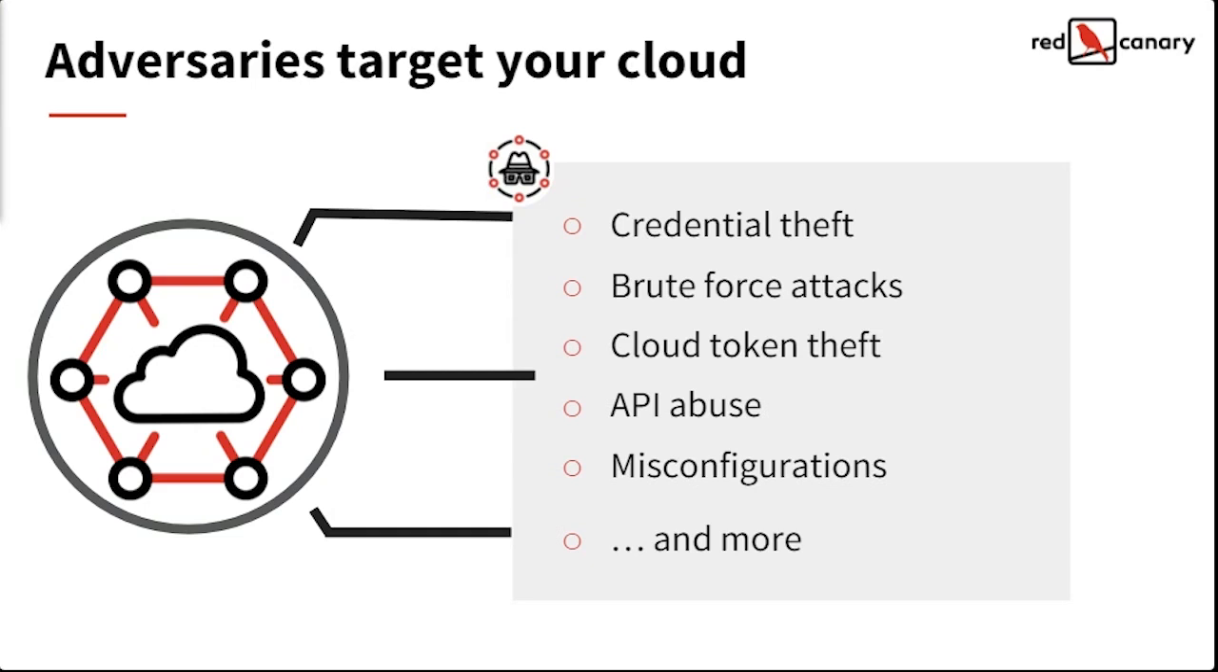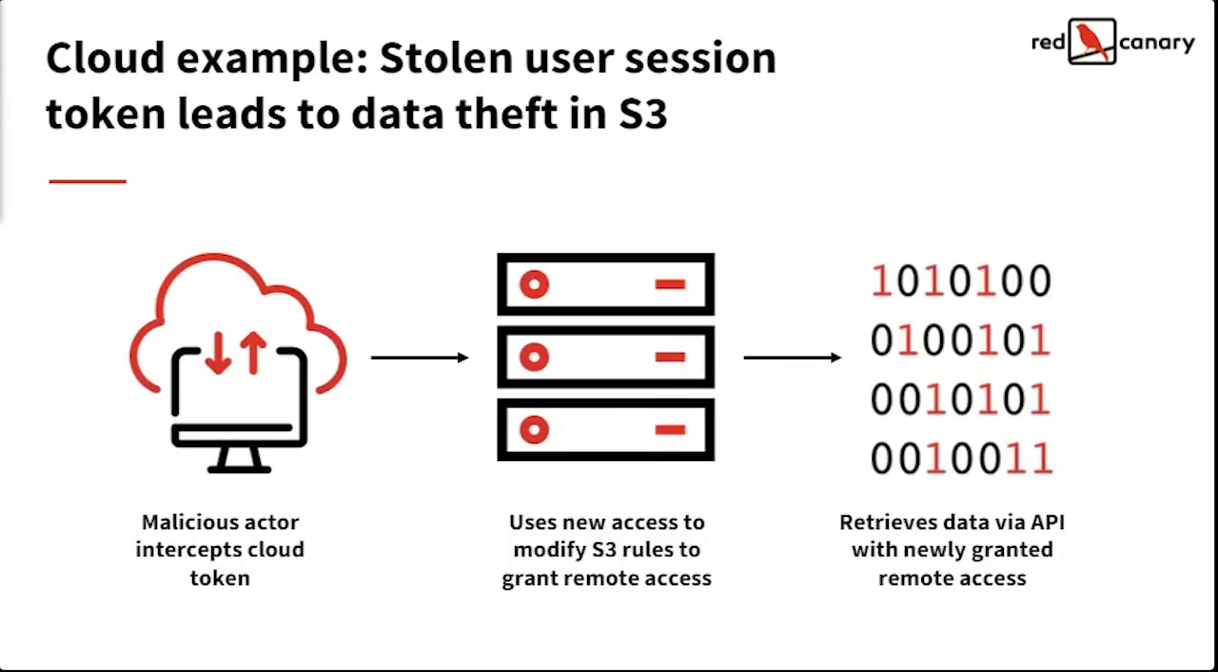So let's talk about some of the things we've seen people do in those cloud environments. One pretty common thing that we've seen a bunch of times in our customer environments is that man-in-the-middling of a session token, and then using that token to modify access rules for S3 buckets. So in this case, the adversary got access to this environment, didn't have to actually log in.